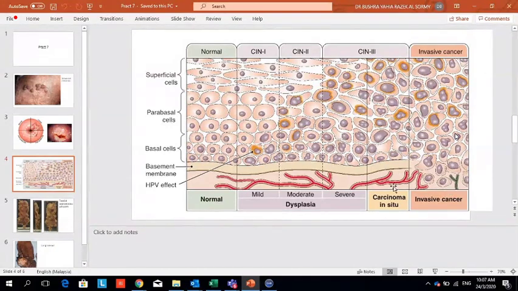Understood? This one we consider carcinoma in situ, the CIN3. It is pre-malignant. It can progress to invasive cancer.